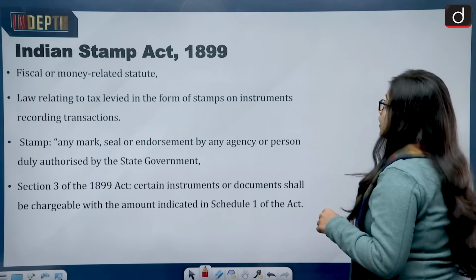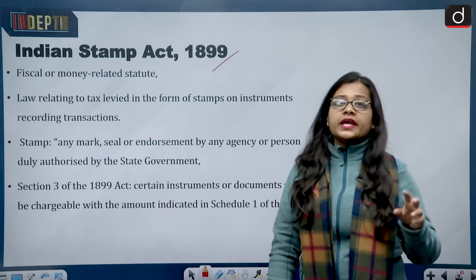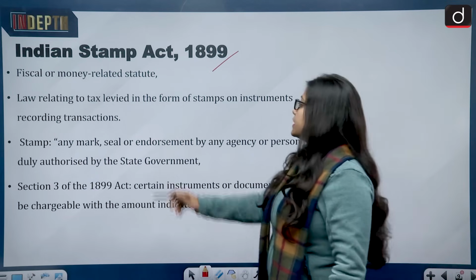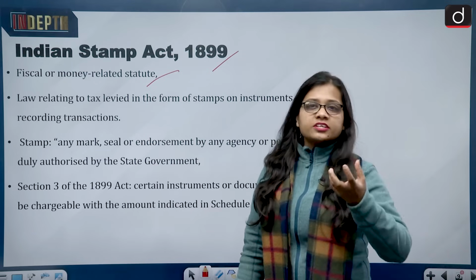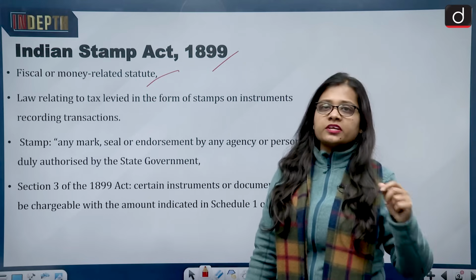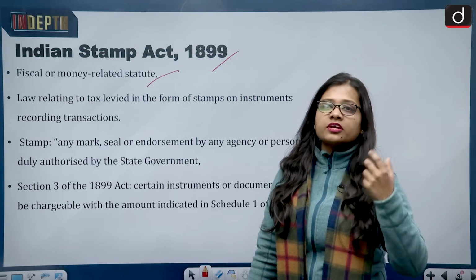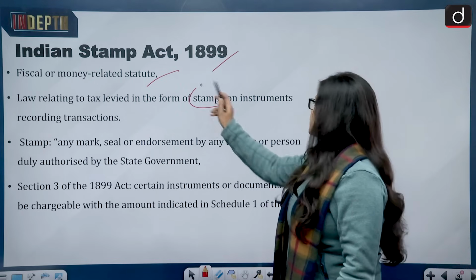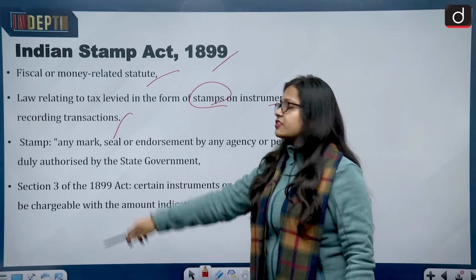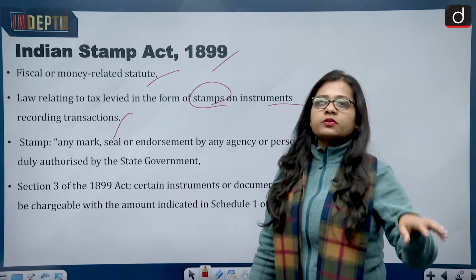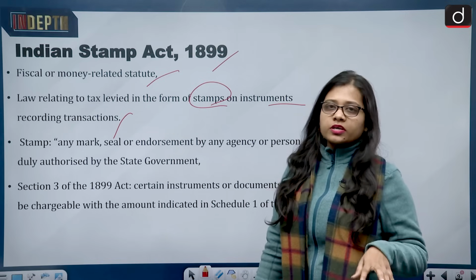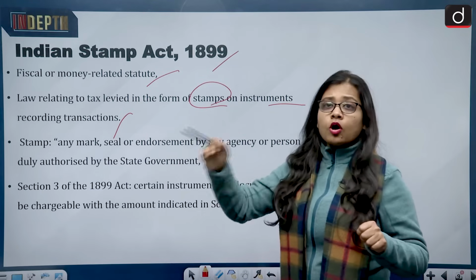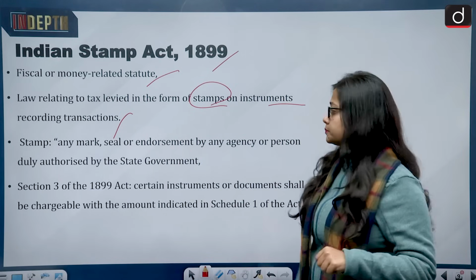Now about the Indian Stamp Act of the year 1899. The Indian Stamp Act is a fiscal or money related statute, as stamp duty is about money, it is about tax, and tax is about finance. It was a law relating to tax levied in the form of stamps on instruments recording transactions. So whenever a transaction is taking place between two or more parties, stamp duty comes into the picture, and so the Indian Stamp Act is a law with regard to stamp duties.